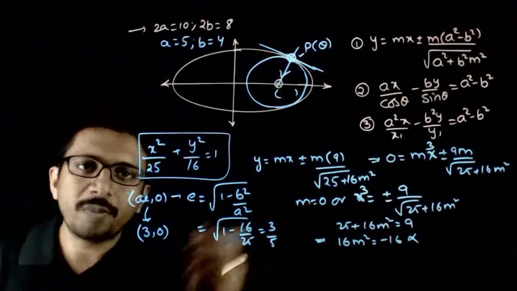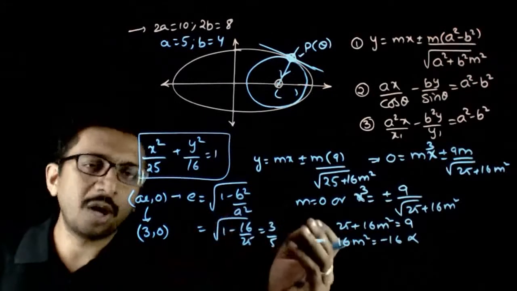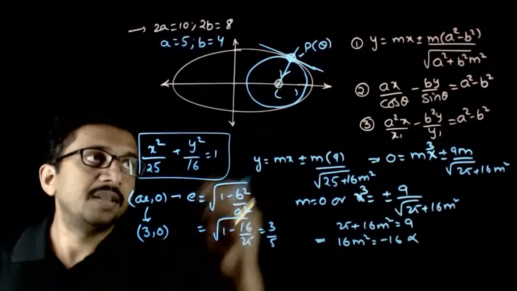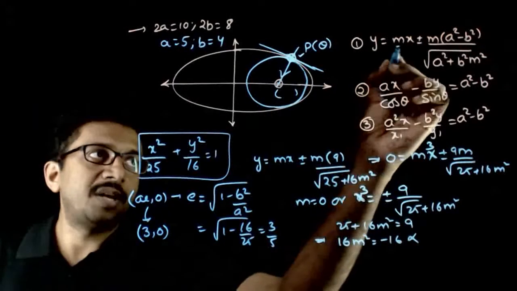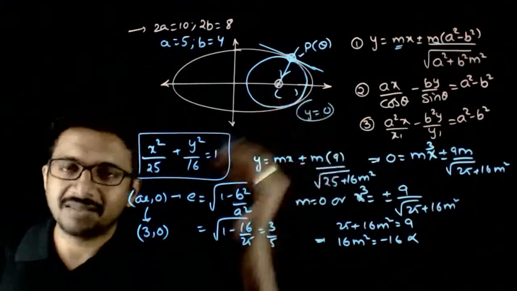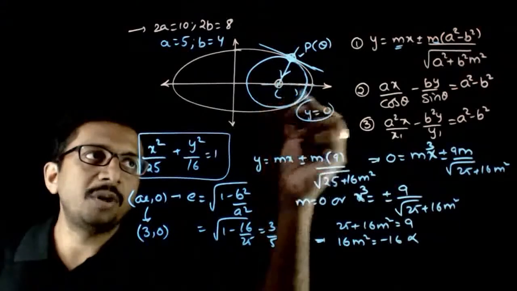That means the slope has to be 0. That means the common normal has to have slope 0. So if you put m is equal to 0, you get y is equal to 0. That means the x-axis. So the x-axis should be the common normal.